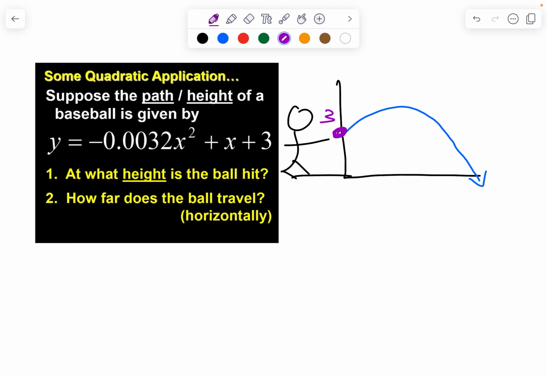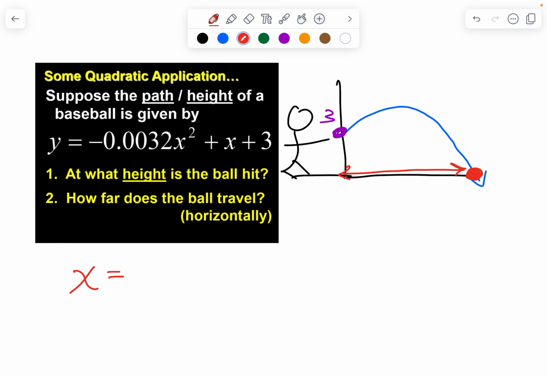How about question 2? How far does the ball travel? Okay, we're talking about this distance right here. We're talking about an x-intercept. All these application problems go back to the 5-point method. So the first one was the y-intercept. The second question is the x-intercept. How do we get x-intercepts? You've got to set the equation equal to 0.